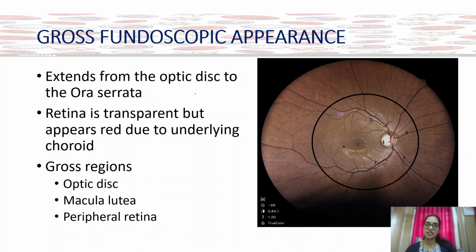Grossly, you can see that the retina can be divided into the optic disc, which is marked by 1 here, the macula lutea, and the peripheral retina. So from the disc, you can see 4 sets of blood vessels arising from the center. And here you can see supratemporal arcade, inferotemporal arcade, supranasal, and infranasal arcades. Usually the arteries and the veins travel together, and the arteries are recognized as they are thinner and lighter, whereas the veins are thicker and darker.